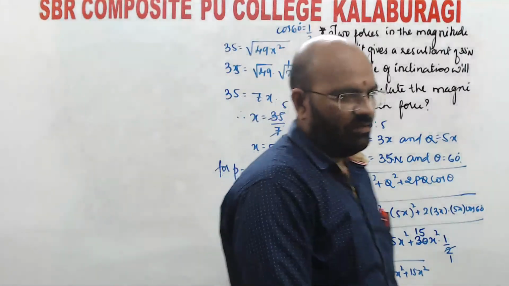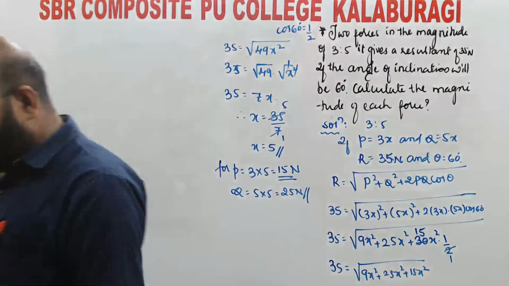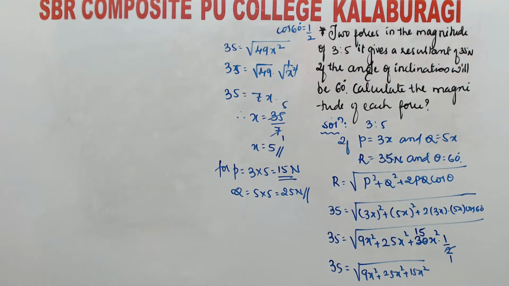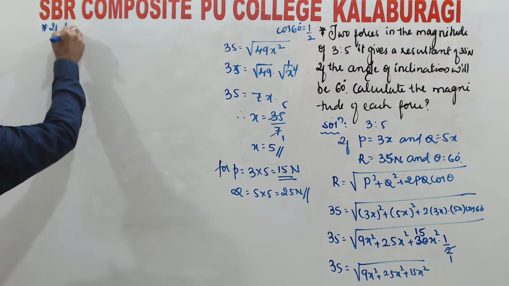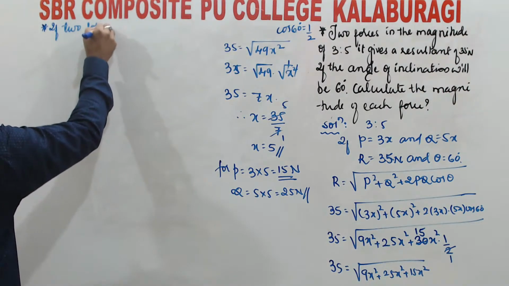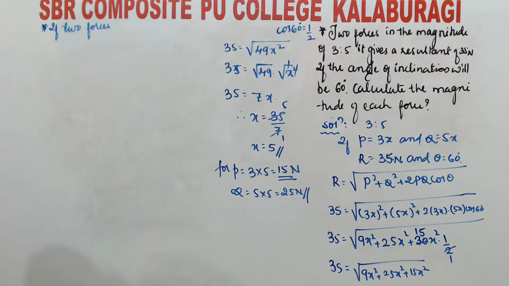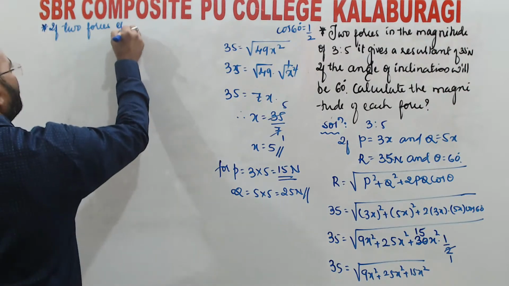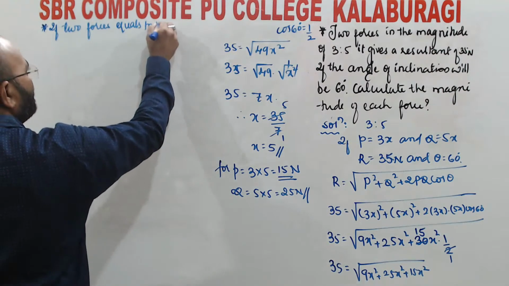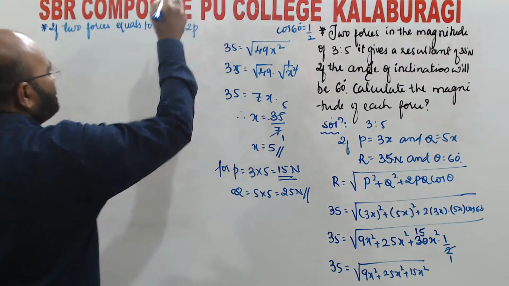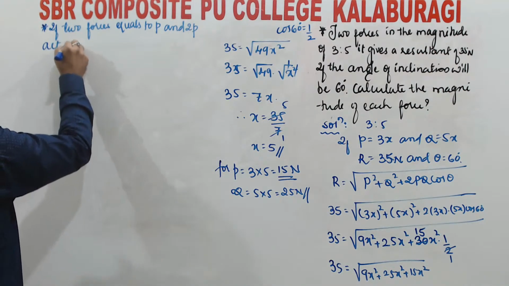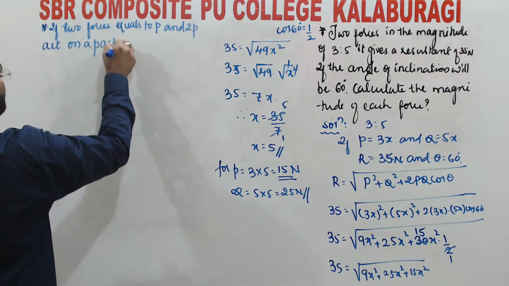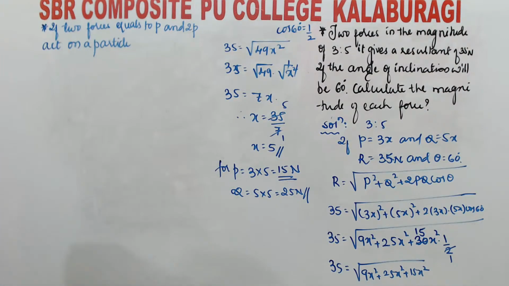In the next question, we have two forces equal to P and 2P Newton. Two forces equal to P and 2P act on a particle.